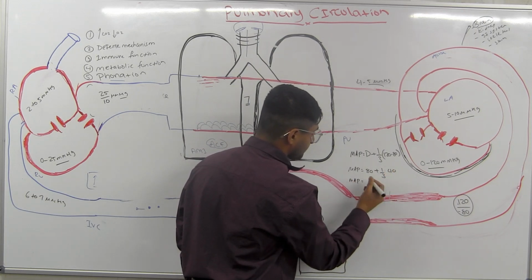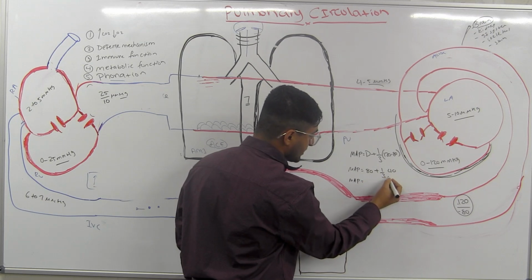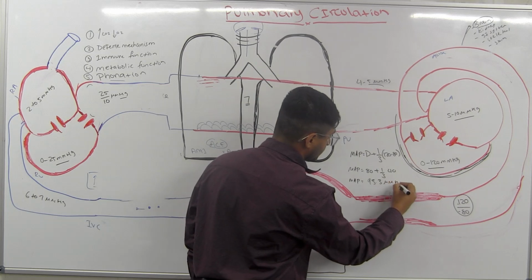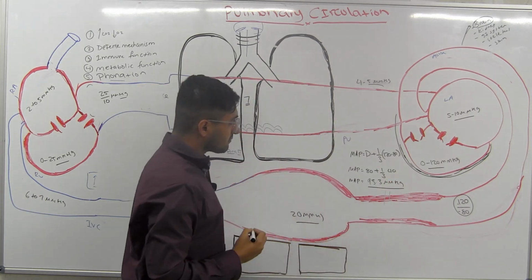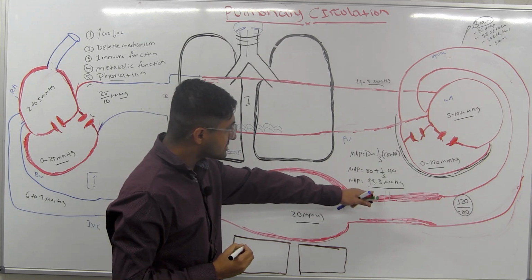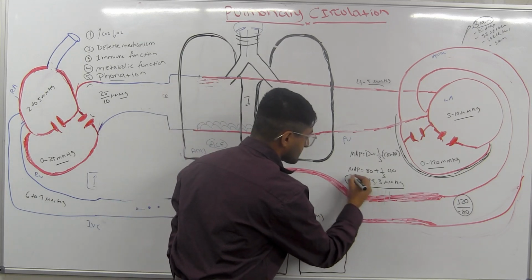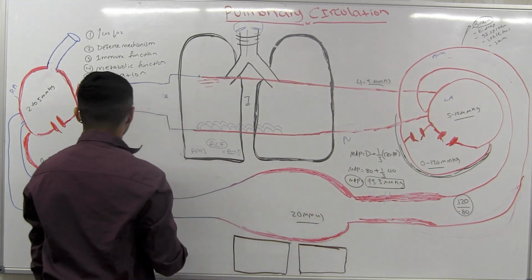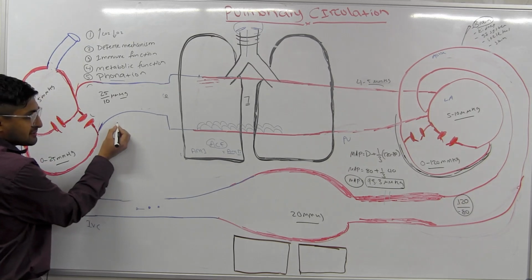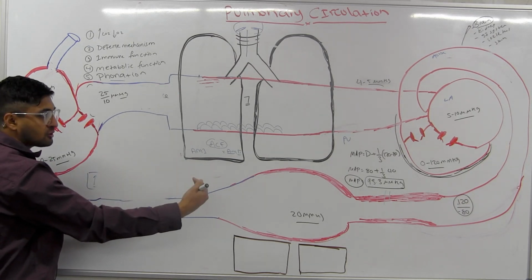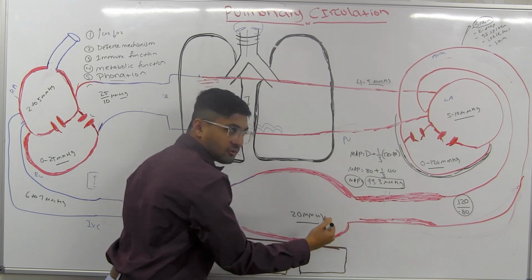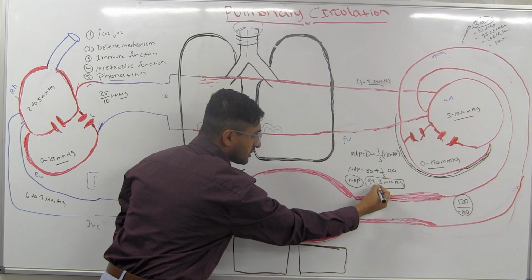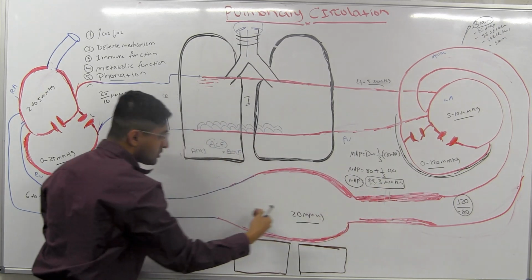Mean arterial pressure is 80 plus 13.3, so that's going to be about 93.3 millimeters of mercury. This is going to be my mean arterial pressure for the systemic circulation. Remember, this mean arterial pressure tells me the driving force, because there has to be a pressure gradient. So this driving force of 93.3 millimeters of mercury pushes all the blood through the systemic circulation.